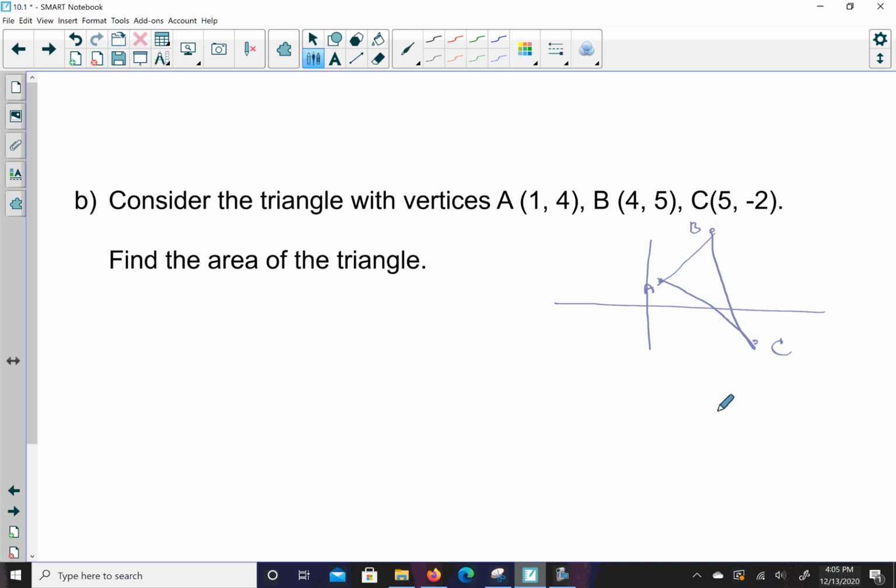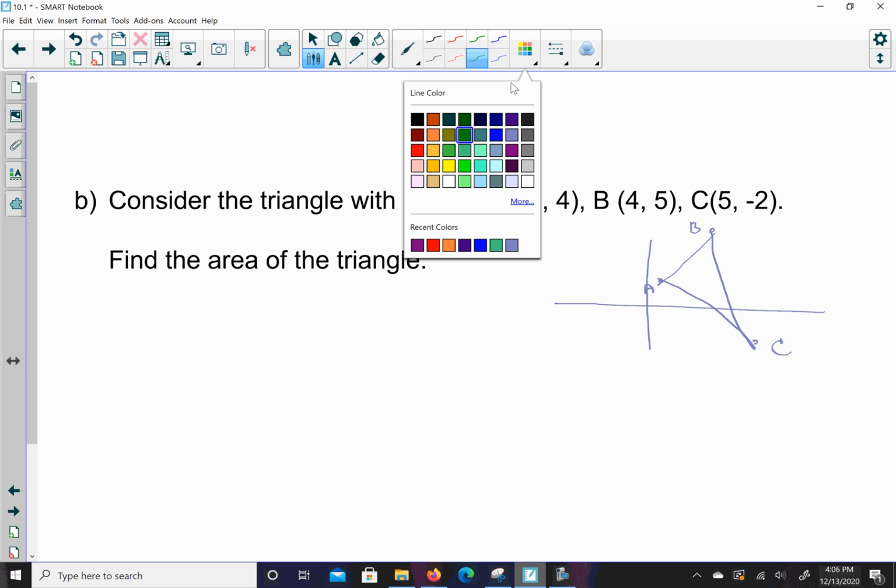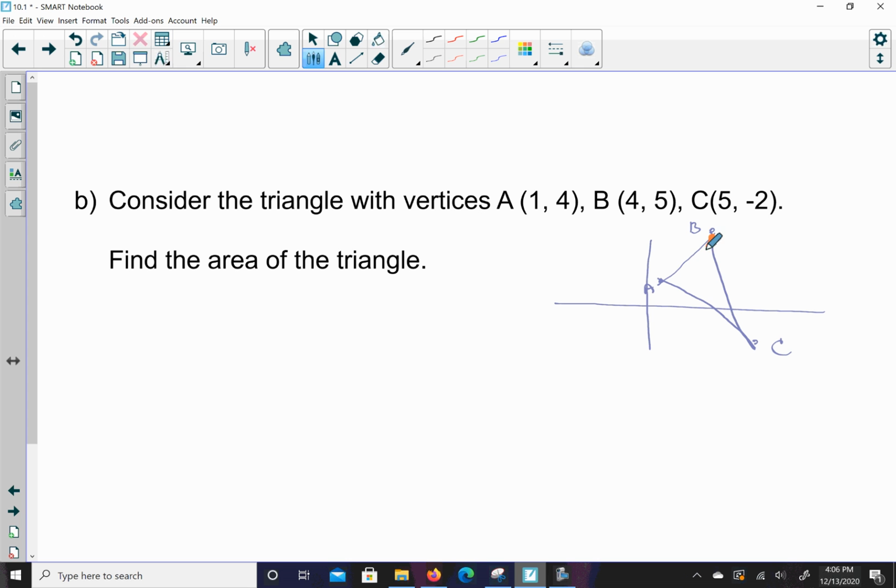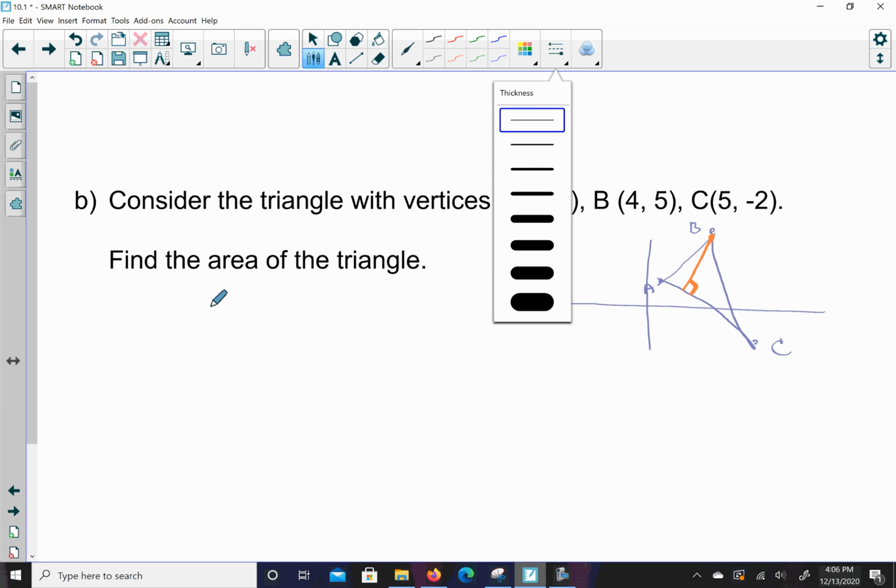All right. I need to pick a vertex. Let's just do the same thing we did last time, and let's stick with our altitude being the distance from the point B. Let's just go B down here, and that distance will be our height. So when we do that, first thing I'm going to do is find the equation between A and C.